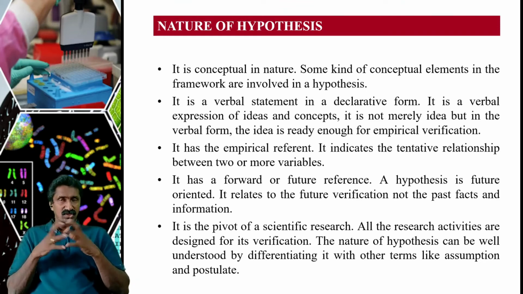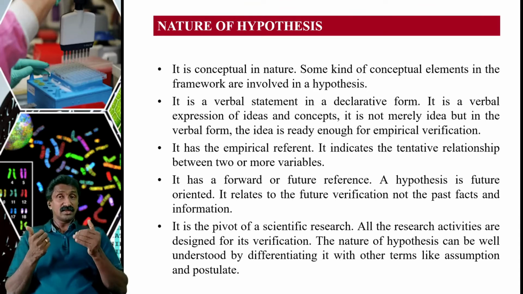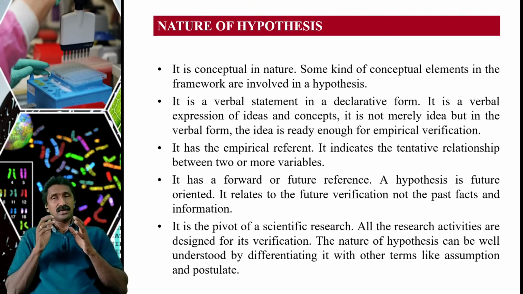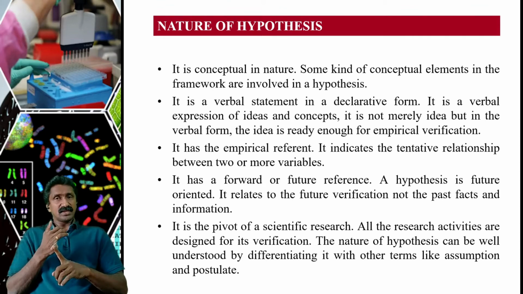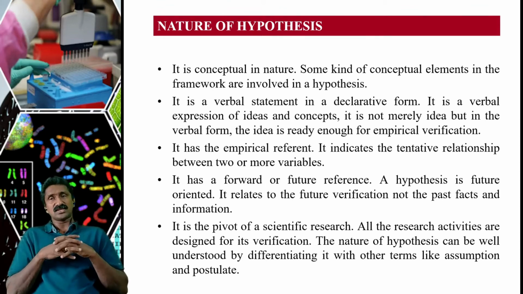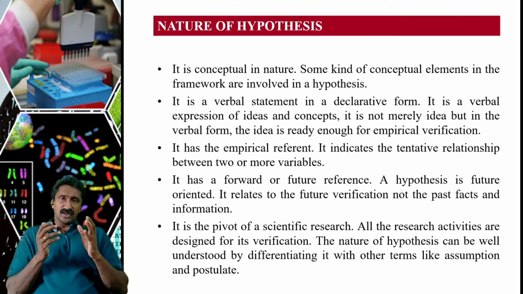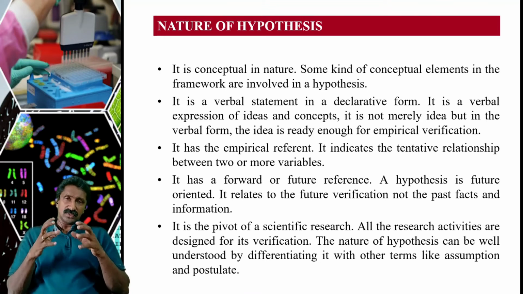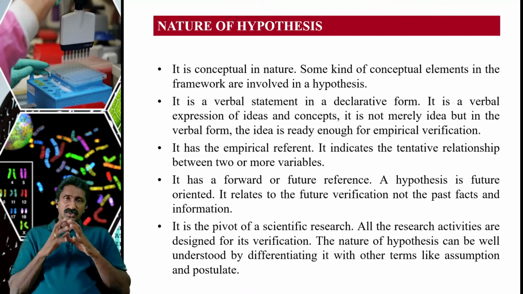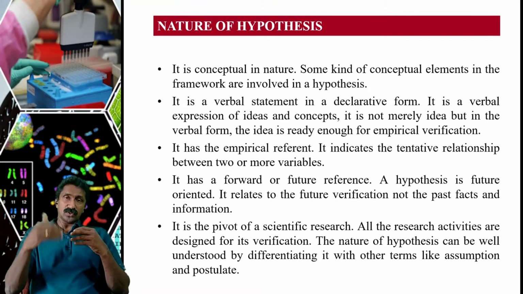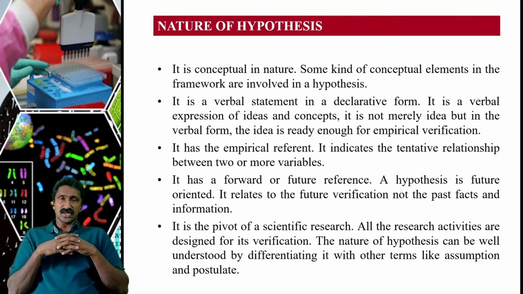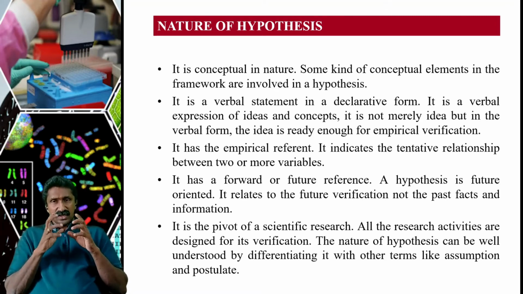So as I mentioned earlier, there should be a provision for empirical verification for a hypothesis. It has an empirical referent, and it indicates the tentative relationship between two or more variables. It has a forward or future reference because that needs to be verified in future. A hypothesis is future oriented. So our statement needs to be proven, it should be supported or rejected based on further observations and experimental verifications in future. It is the pivot of the scientific research or axle of the scientific research.